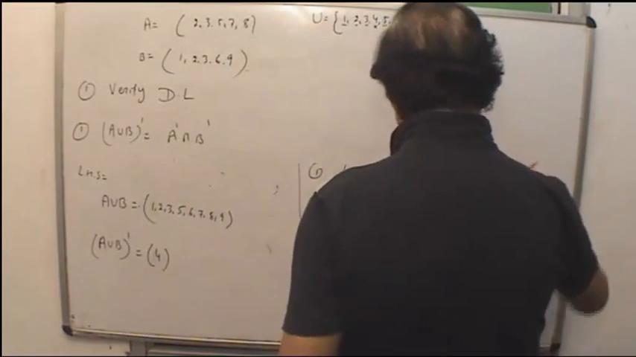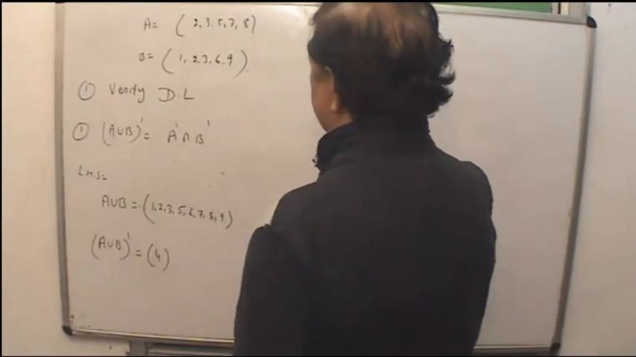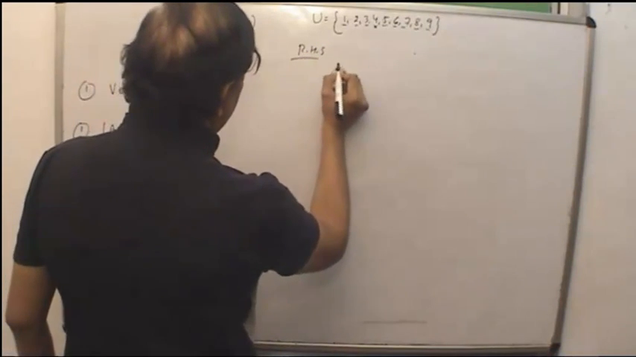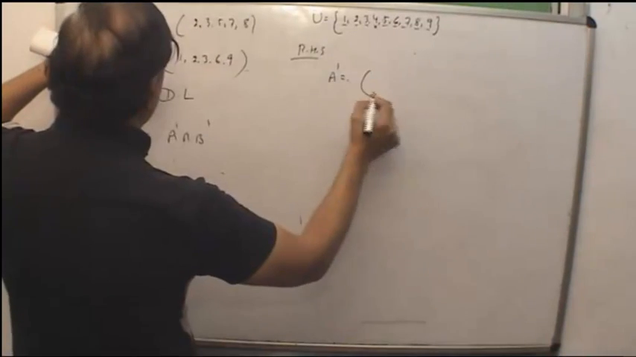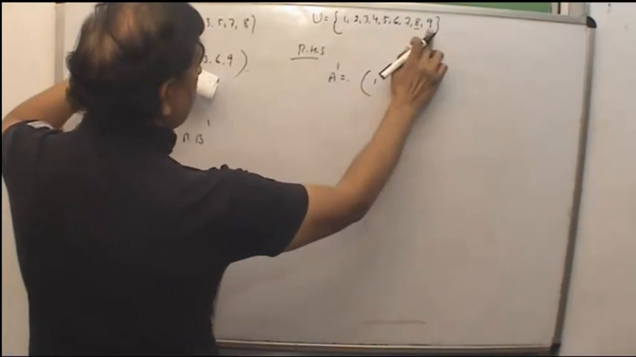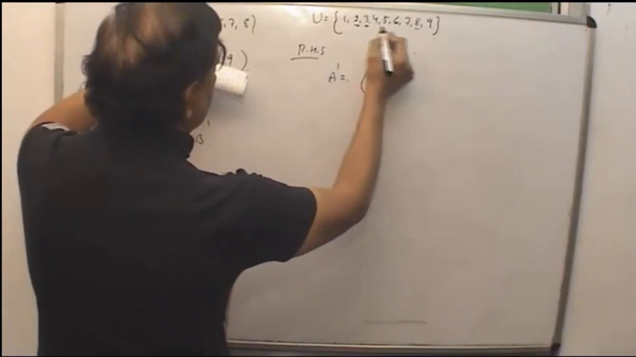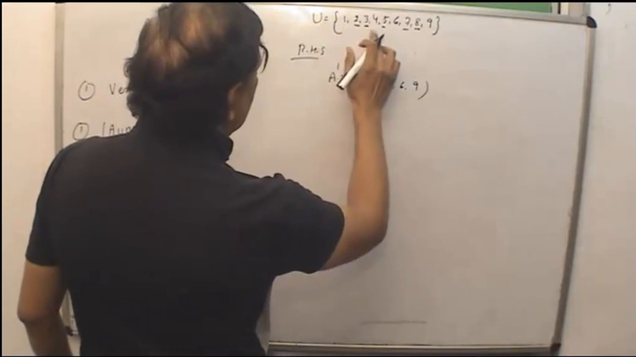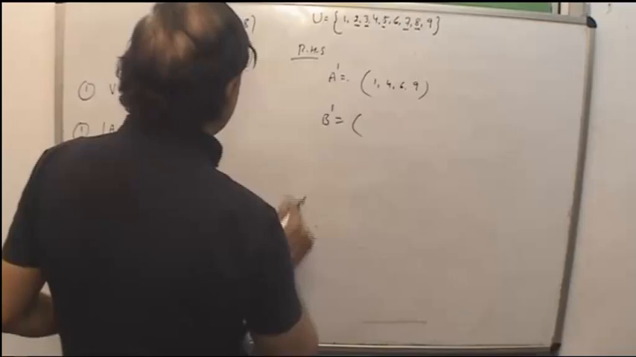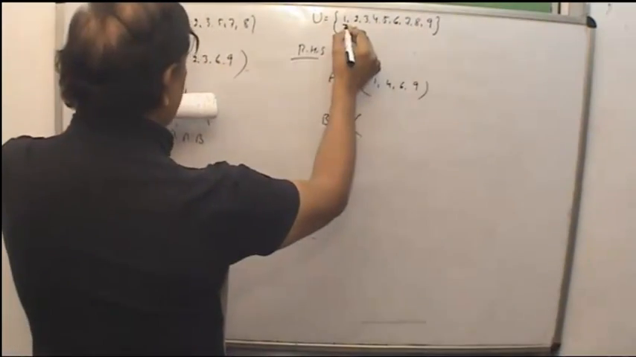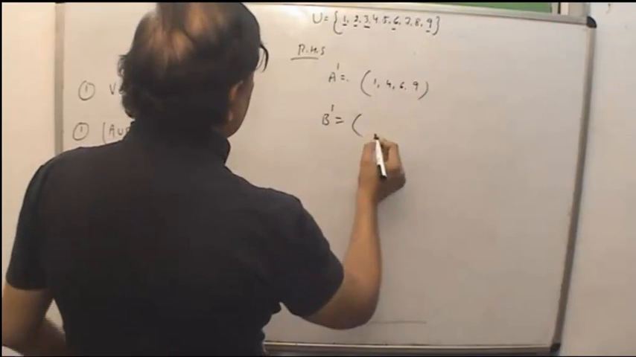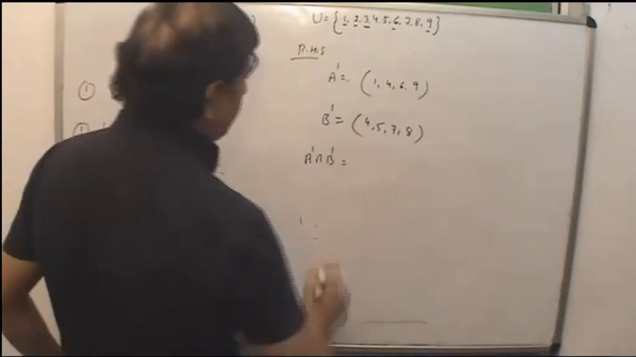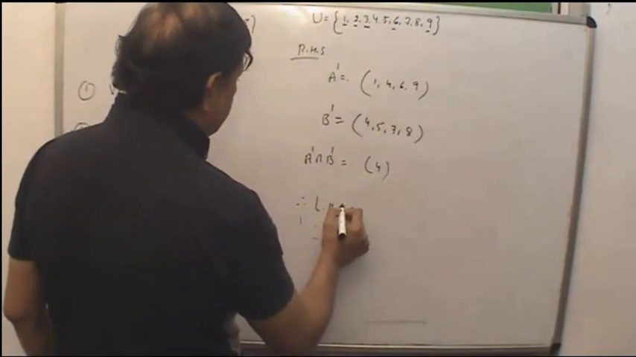Then we take the right-hand side, A complement intersection B complement. First A complement with respect to the universal set: the elements are 1, 4, 6 and 9. Then B complement: we identify 1, 3, 6, 9 in B, so B complement is 2, 4, 5, 7, 8. Then A complement intersection B complement is 4. Therefore the left side is equal to the right side.